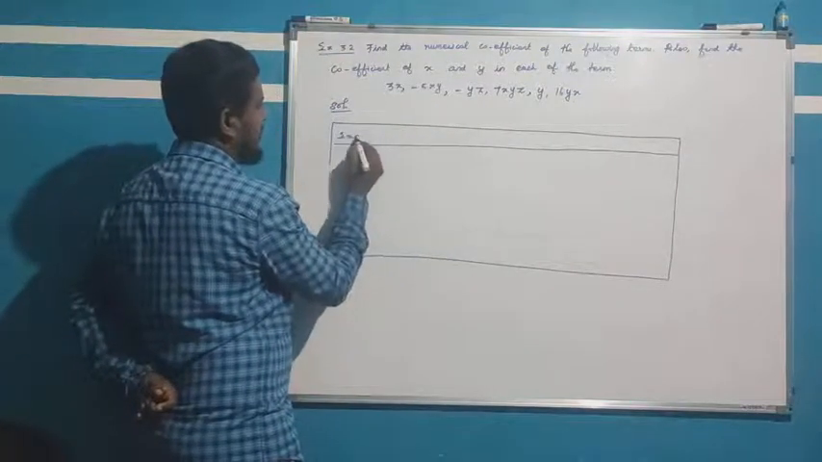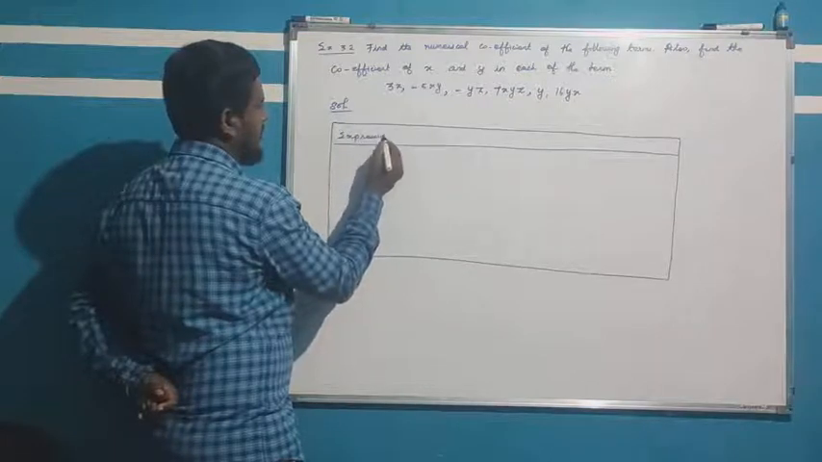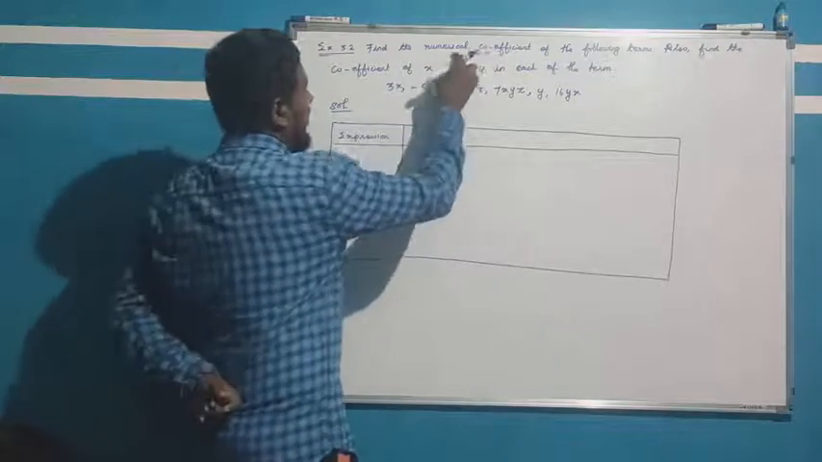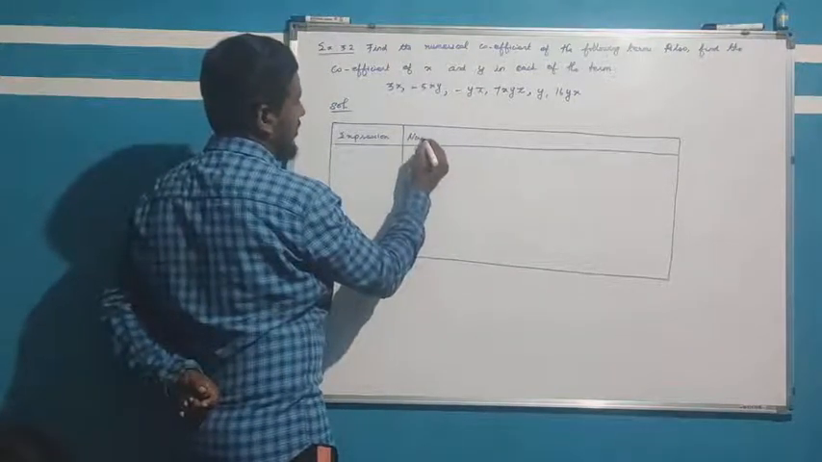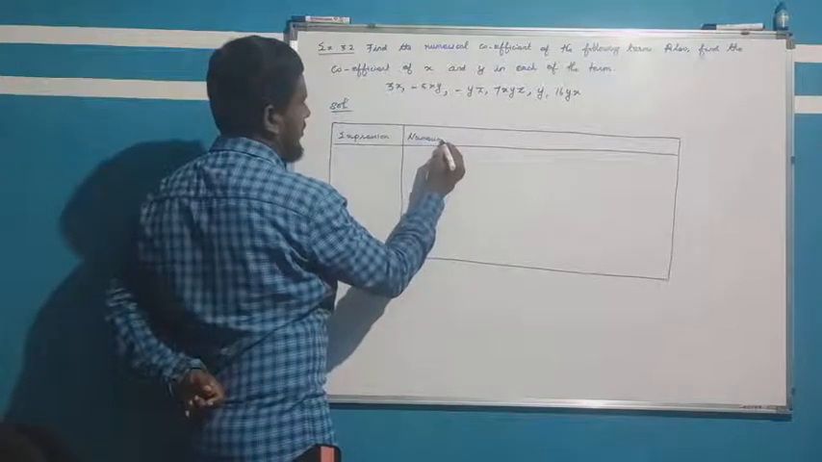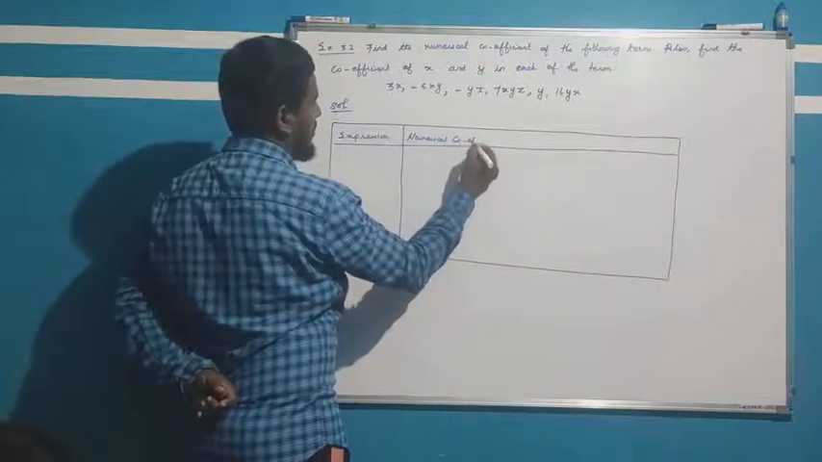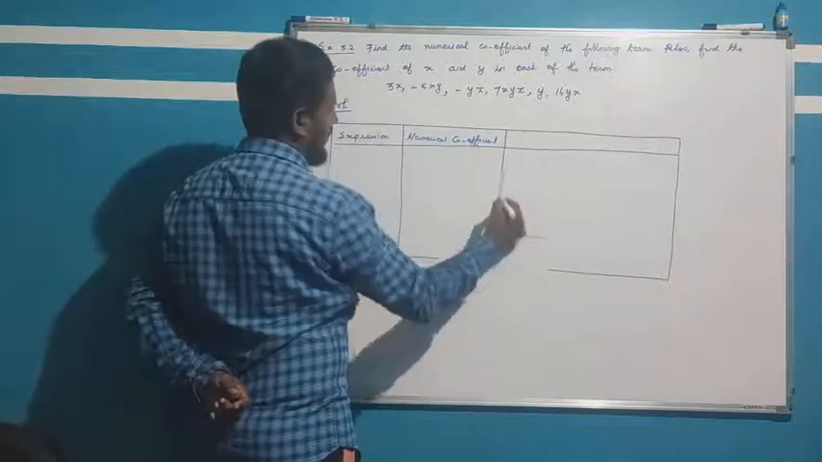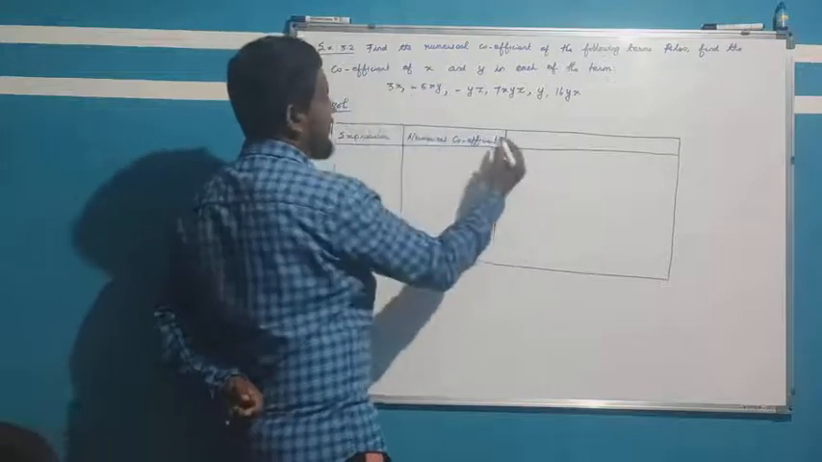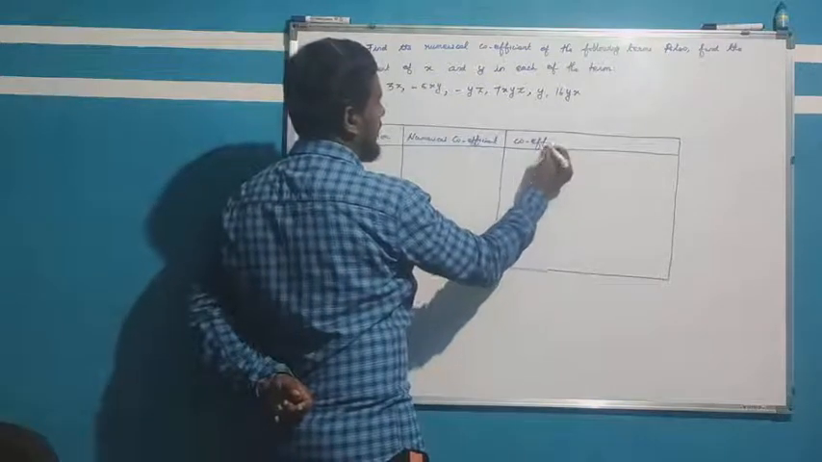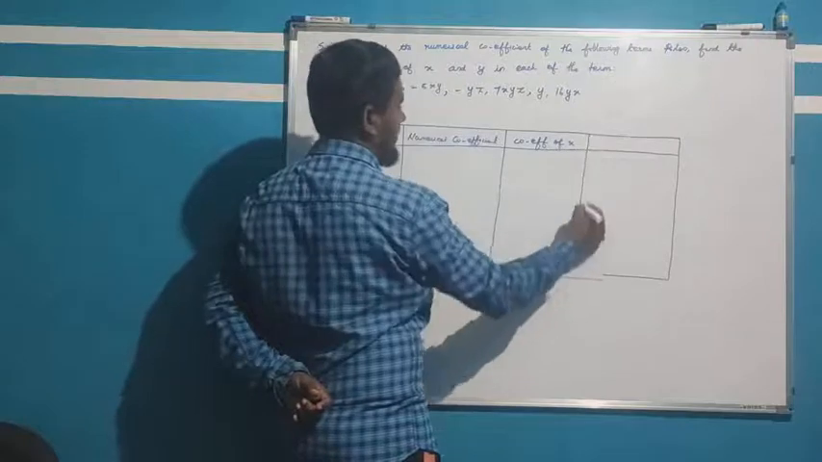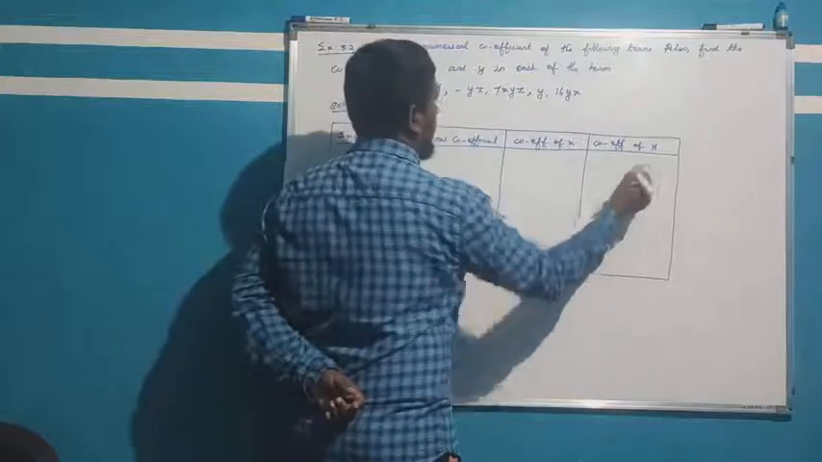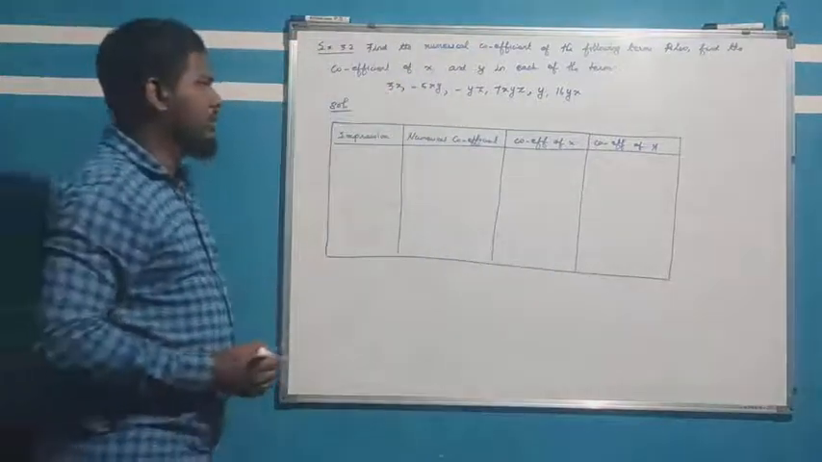So what is the expression they have given? You have to find the numerical coefficients. Then you have to find the coefficient of x and the coefficient of y. Coefficient of x and coefficient of y you have to find.